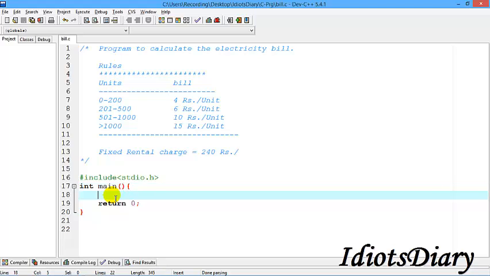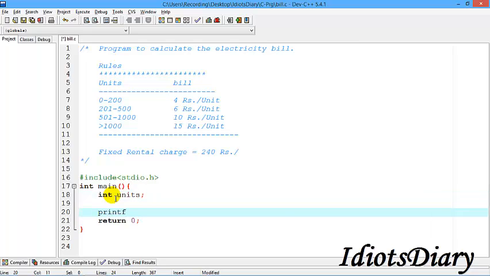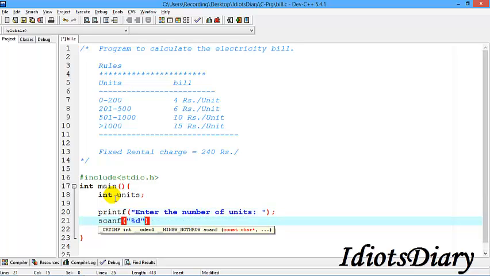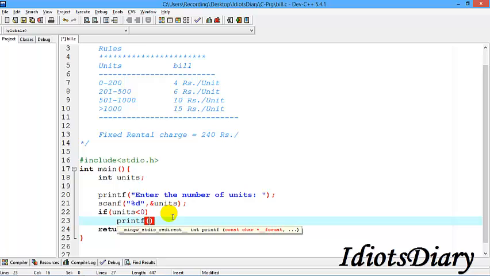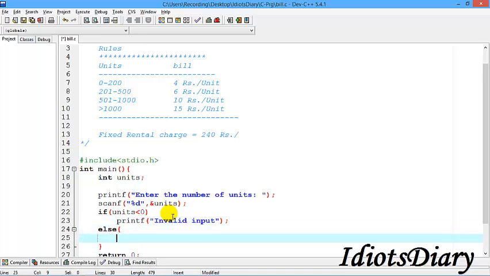Now to calculate the electricity bill, we first need to input the number of units used from the user. So we create an integer variable units and receive the input by sending a message, enter the number of units, and then store the data into the variable units. Now we first need to check that the units entered is positive. If it is positive, then we can calculate the bill. If units are negative, then we send the message invalid input, otherwise we can calculate the bill.